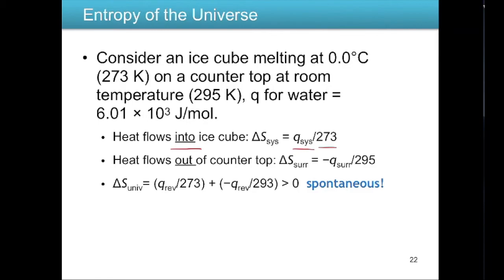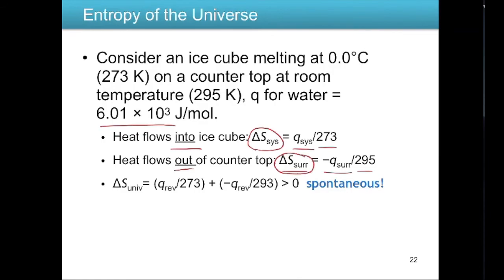So we can determine what the delta S of the system is because we know from the question what the Q for water is. Now heat flowing out of the countertop, in this case the surroundings, so delta S of the surroundings is going to be negative Q of the surroundings. So heat being lost by the surroundings, so that's going to be a negative Q. And we know the temperature of the countertop being room temperature. So now we have a number for the delta S of the system and the delta S of the surroundings.